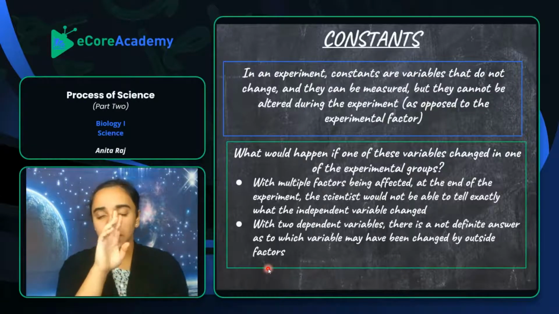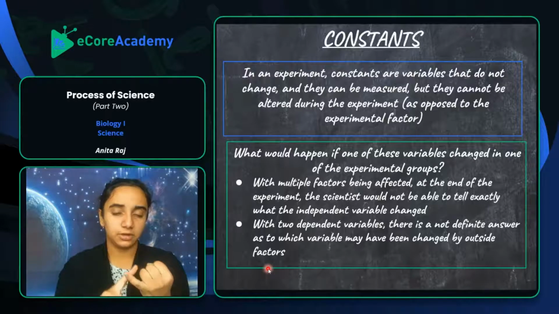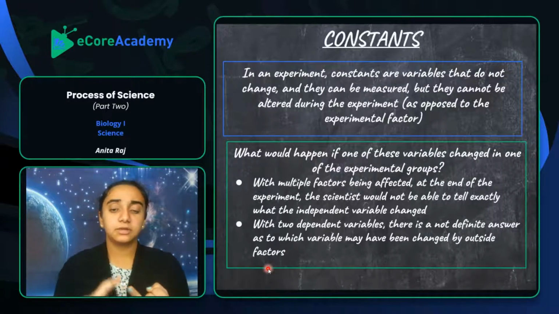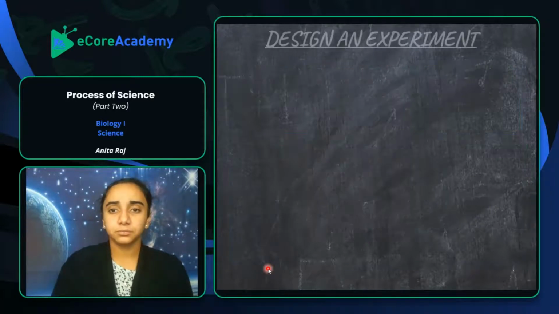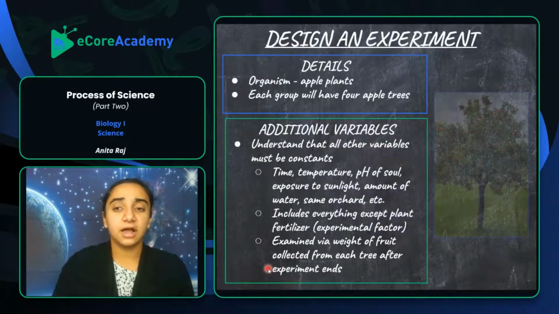So I would say keep your dependent variable to 1, keep your independent variable to 1, because you never know if there's other factors influencing them if you throw in multiple independent variables and dependent variables. So that's all about constants, very important for you all to keep in mind. This is the last slide. It's actually the design part of the experiment.